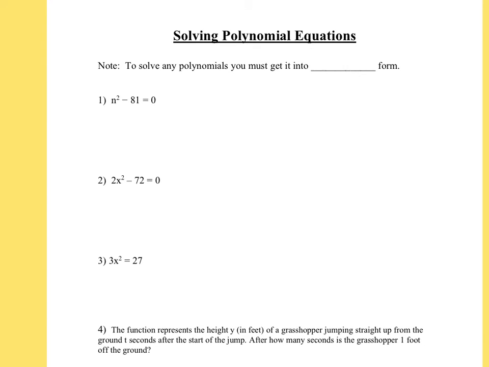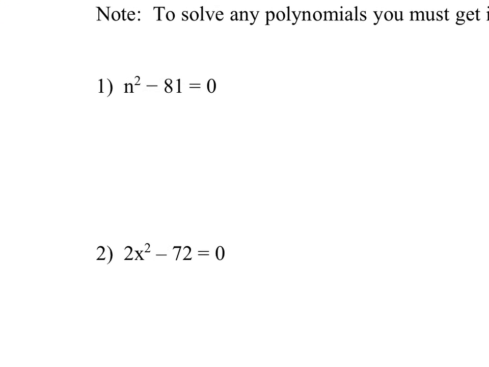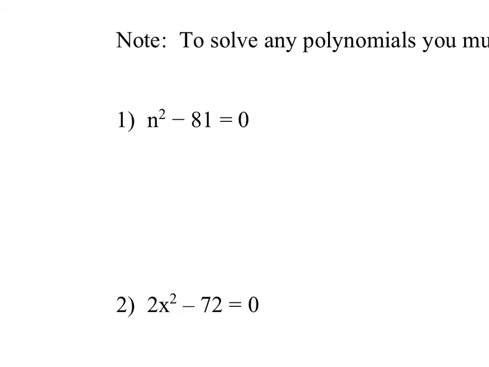Last but not least is just this page, and then we're done with notes for today. Okay? So it says up top, to solve polynomials, you must get them into factored form. We know that. We've been doing that this whole chapter. So if I look, n squared minus 81 equals 0. Is everything on a side by itself with 0 on the other side? Yep, so it's in standard form.